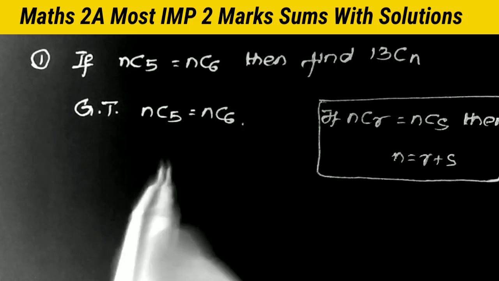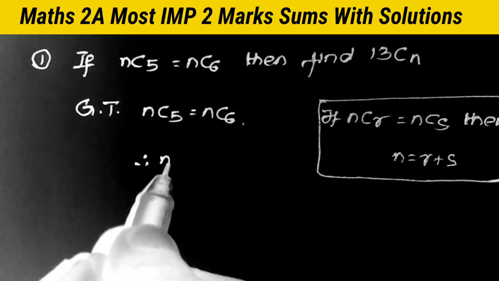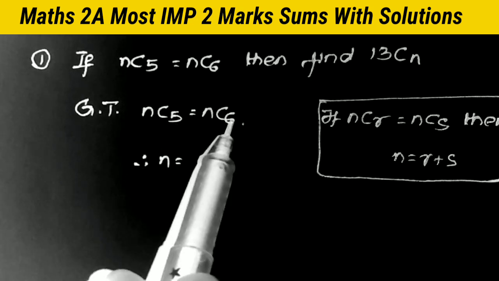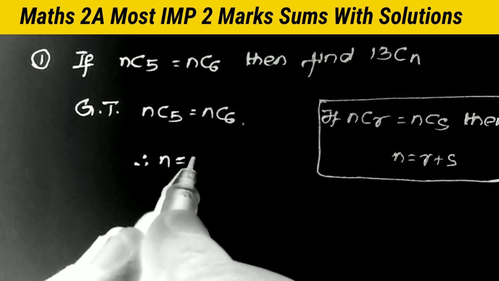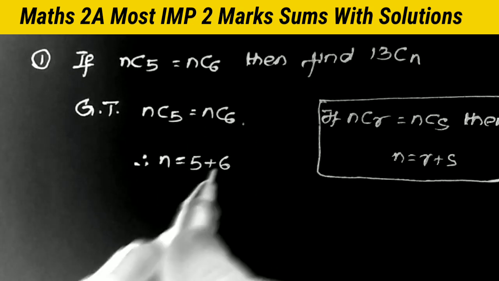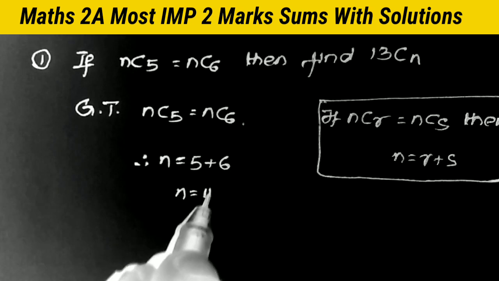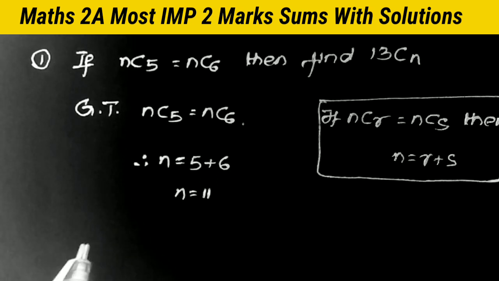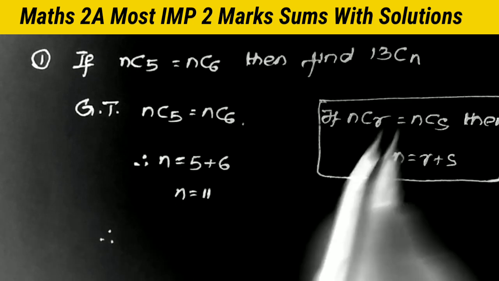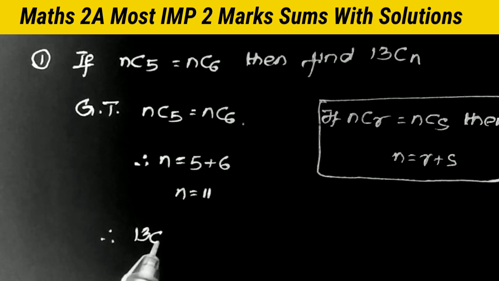Now I apply that formula here. Therefore n is equal to the r and s values, 5 and 6. That is, n is equal to 5 plus 6, which means n is equal to 11. What is the given question? Find the value of 13Cn. So 13Cn is equal to 13C11, since we already got n equal to 11.